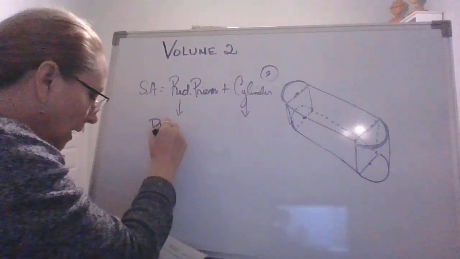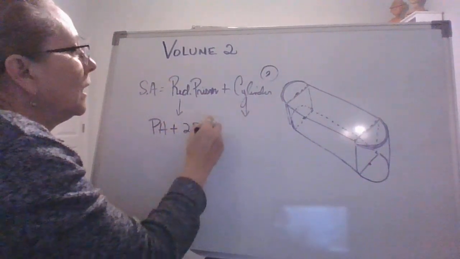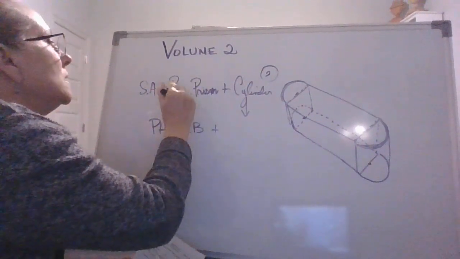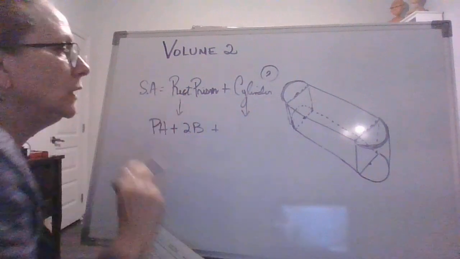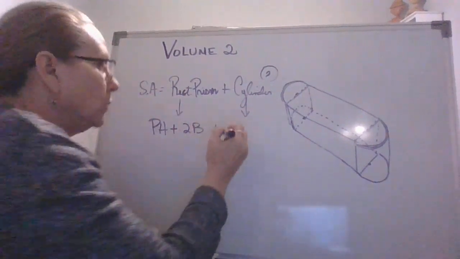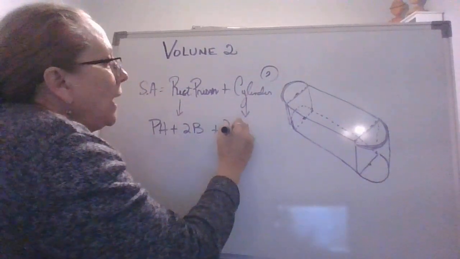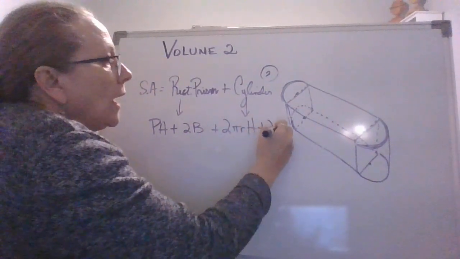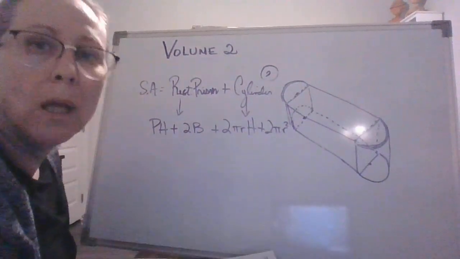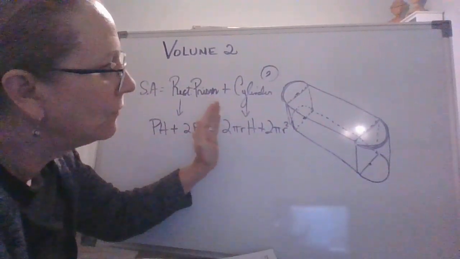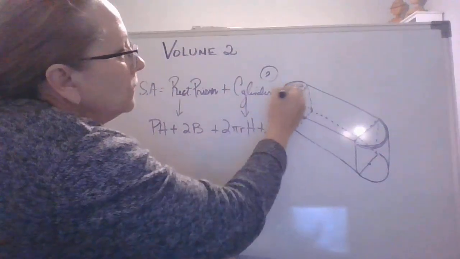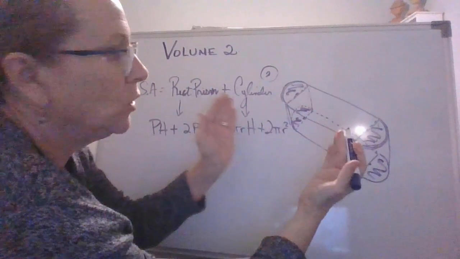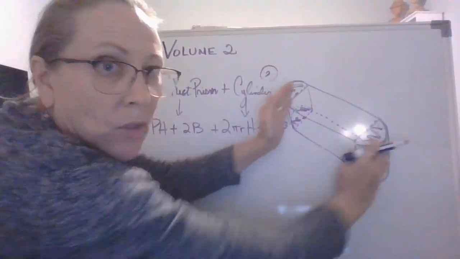Perimeter times height plus 2 bases. That's the formula for a rectangular prism. This is supposed to say RECT for rectangular. Sorry, it doesn't really look like it. And then for our cylinder, we have 2 pi r times the height plus 2 pi r for the bases. Well, okay, the cylinder, we actually have the whole cylinder. We have the bases, and we have the curved sides over here and here. We have the curved faces.